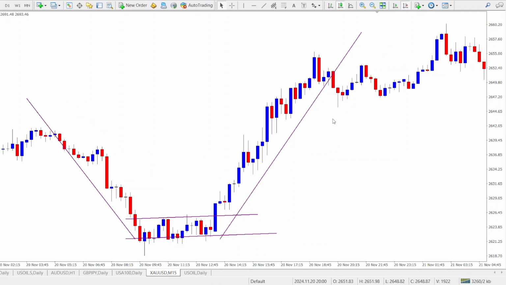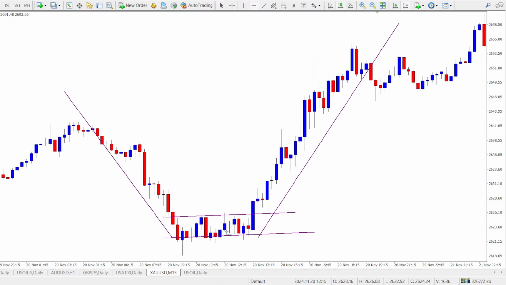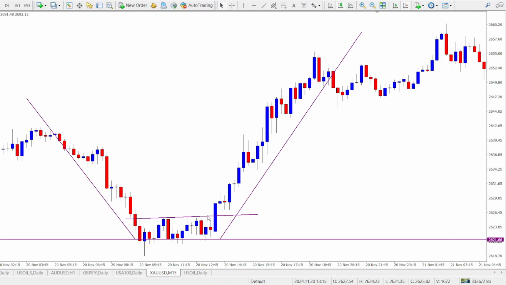Okay, now let's talk about support and resistance. Support and resistance are very, very important price action patterns. Okay, support is the price level where demand is strong enough to prevent the price from falling further. For example, what we have here, right? While resistance is the level where selling pressure is strong enough to stop the price from rising. For example, we have here.